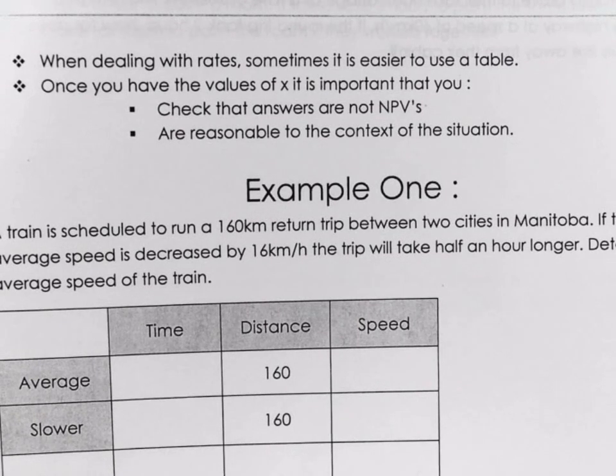All right, here we go. A train is scheduled to run a 160-kilometer return trip between two cities in Manitoba. Okay, 160 kilometers. If the average speed is decreased by 16 kilometers per hour, the trip takes half an hour longer. Determine the average speed of the train. So let's do some math.